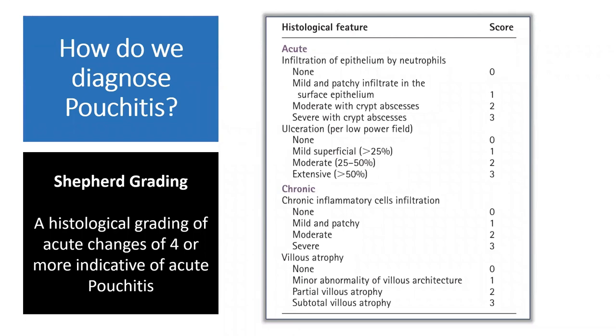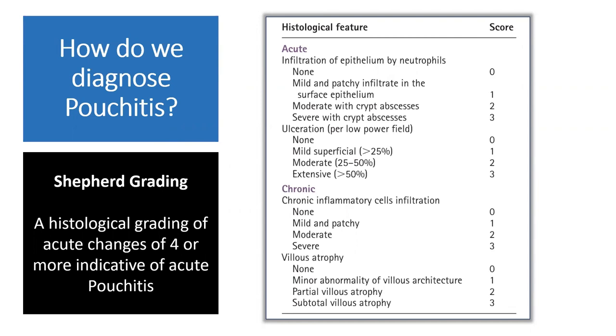So you grade this, but you also grade the ulceration, right? Is it mild or superficial, or is it a little bit deeper and well-established, or is it really extensive everywhere in the biopsy where you cannot see any surface epithelium? All of those you have to grade, and you give it a score. And if you give a score of 4 or more, it is more indicative of acute pouchitis.